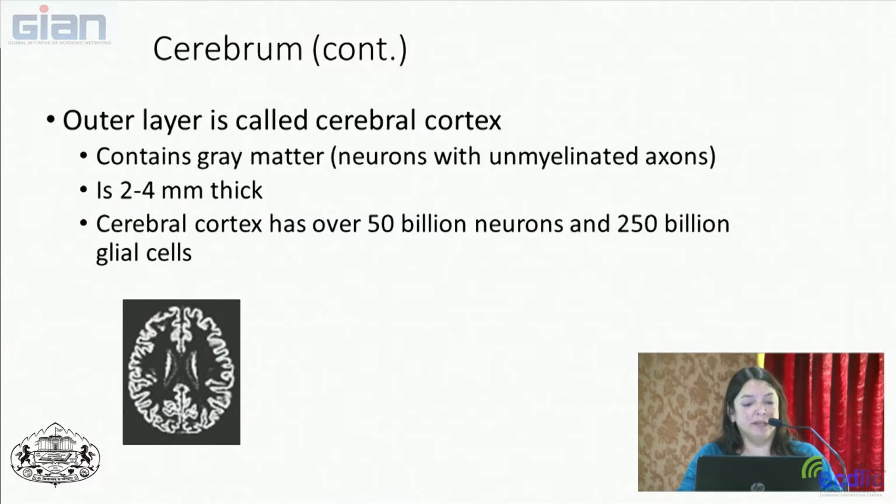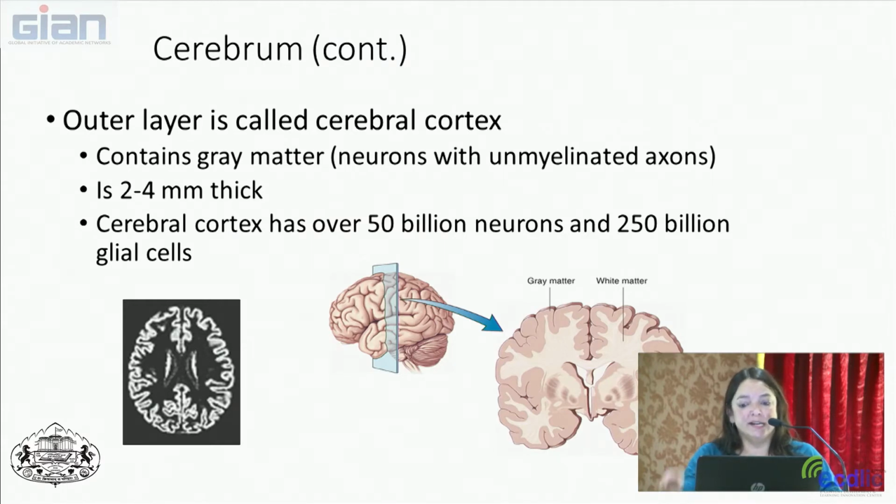It's 2 to 4 millimeters thick, and it has over 50 billion neurons and 250 billion glial cells. So these glial cells really do dominate the cell content in the brain. And like I said yesterday, their function and purpose has not been thought of much, but in recent years, people are looking more into what these cells actually do.